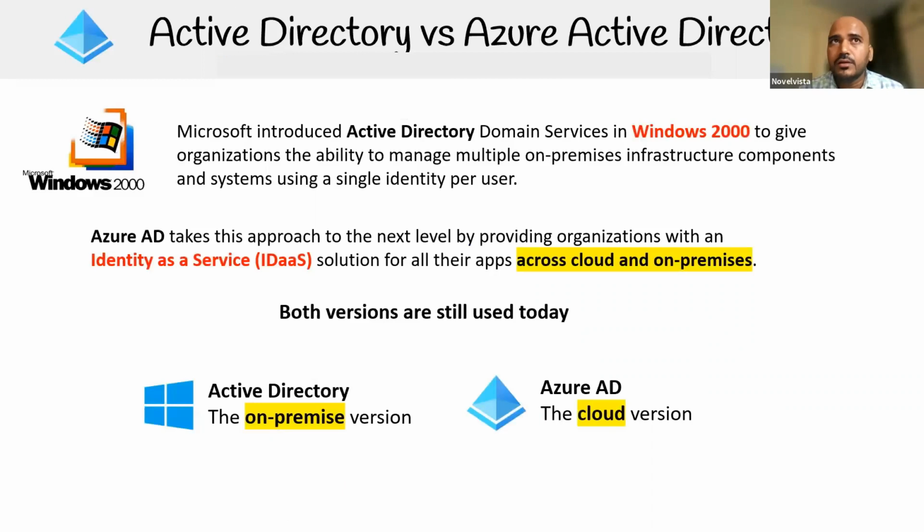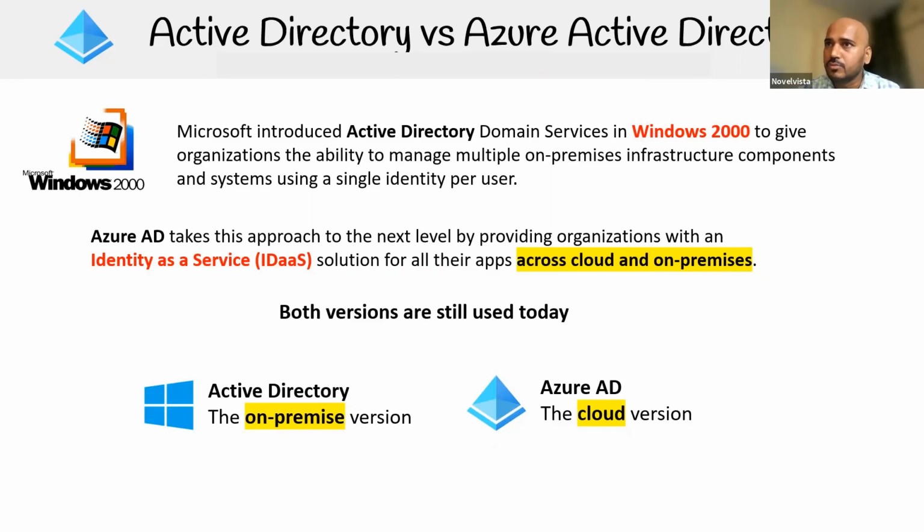Now, if you have this doubt in mind that if Azure Active Directory is similar to on-premises Active Directory, then why are we using on-premises Active Directory? Or why are we not using Azure Active Directory only? We use both of them. Azure Active Directory is not a replacement for on-premises Active Directory. It's just a capability through which you can manage administration. So we use both versions still today.